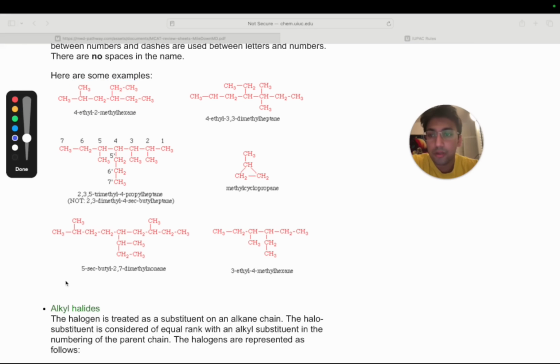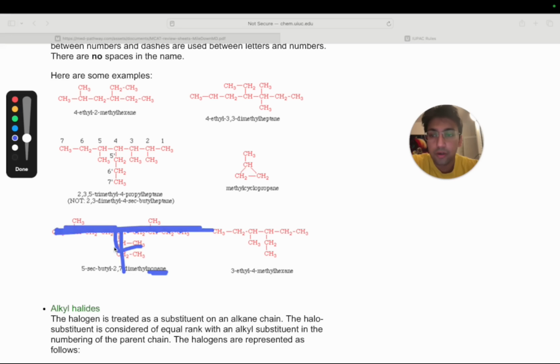Okay, the next one we'll look at is this one, because I think this is a good example. Starting with nonane, we know that the longest chain has 9 carbons: 1, 2, 3, 4, 5, 6, 7, 8, 9. We can see that this is the longest chain. It's not this, it's not like that, right? It's this one. So it's nonane. That's our parent chain.